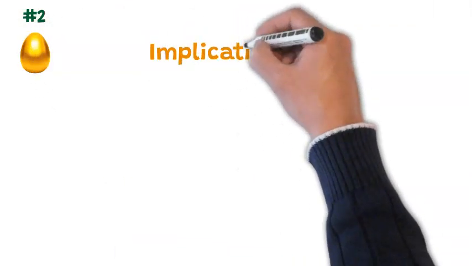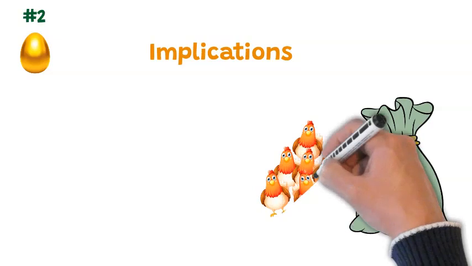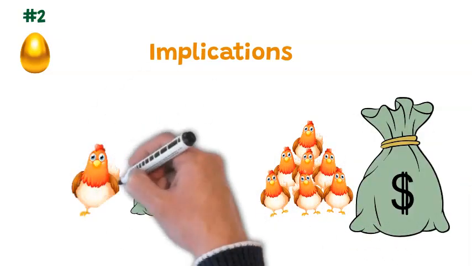Number 2, what are the implications? When it comes to money, we will make more when we choose the compound interest versus the simple interest and use longer periods of time.